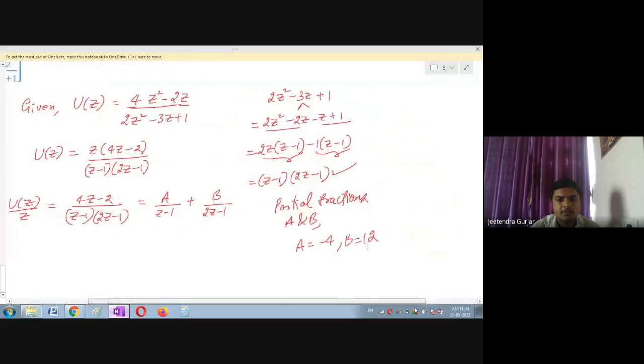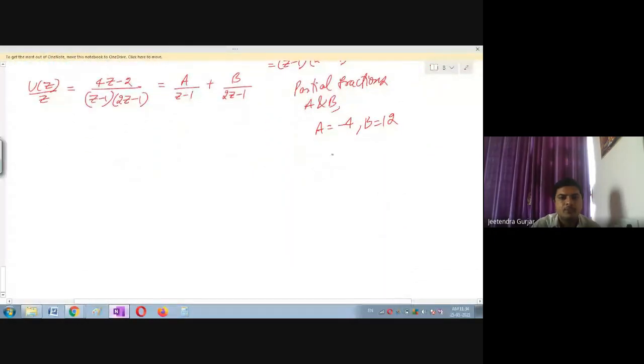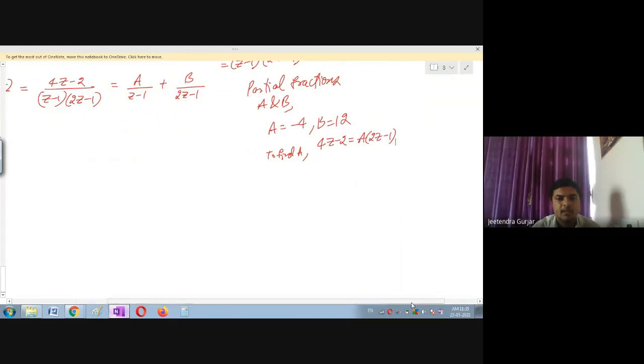First, I will solve this partial fractions problem. To find A, you just substitute. First you write down the equation: 4z minus 2 is equal to A times (2z minus 1) plus B times (z minus 1). I want to find A, so I will put z is equal to 1. So this is 4 minus 2 is equal to A into 2 minus 1.